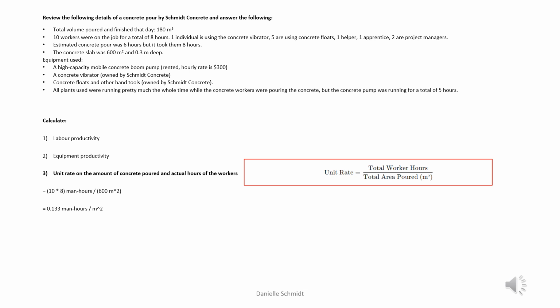So to calculate unit rate, we are taking the total work hours and dividing that by the total area poured in metre squared. So we have 10 workers working for 8 hours and 600 metres squared of concrete being poured in that time, which ends up with 0.133 man hours per metre squared, or man hour per metre squared, or hours per metre squared. All of those unit rates will be accepted as correct in your exam.